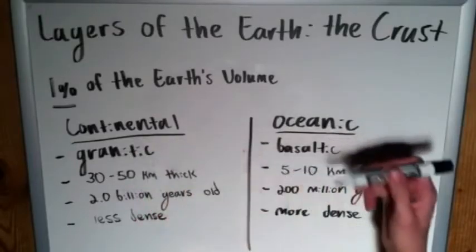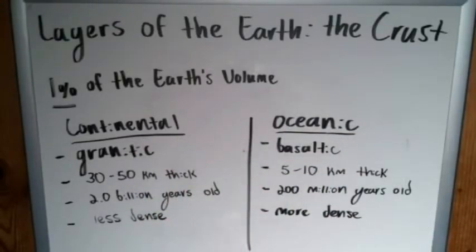And then granitic and basaltic, those aren't facts you really need to be too aware of, but just know that their compositions are different, and that actually allows us to differentiate them on a level beyond just, well, oceanic crust is found on the ocean floor and continental crust is found on continents, right? Simple as that.